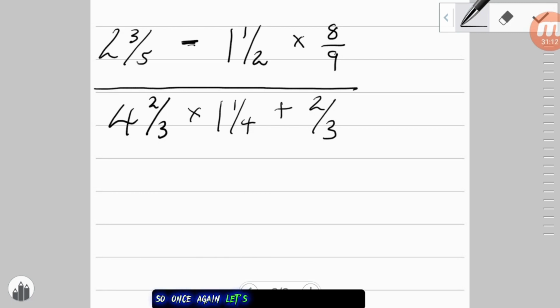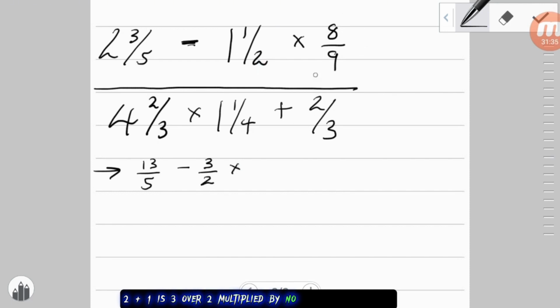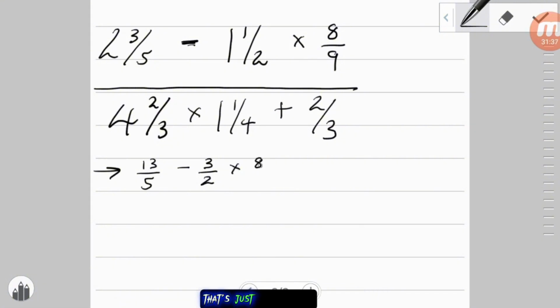So once again, let's do all our conversions. There's a couple of things to convert here, so let's get that done first. 5 multiplied by 2 is 10. 10 plus 3, that gives us 13 over 5. Take away 2 ones, 2 plus 1 is 3 over 2, multiplied by no conversion required, that's just 8 over 9.